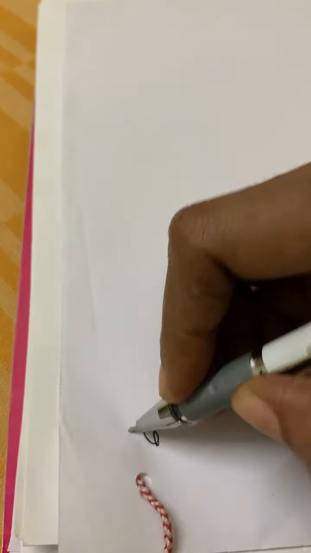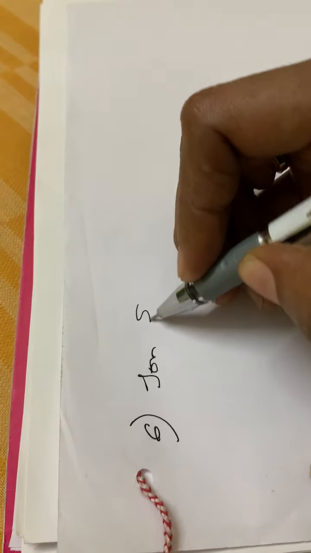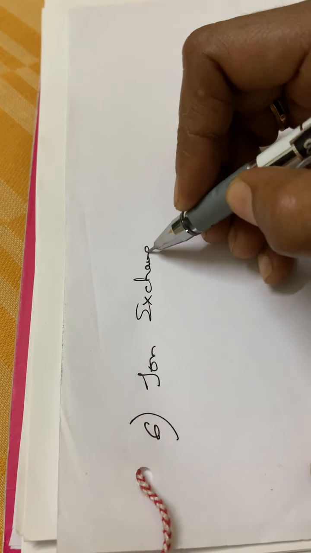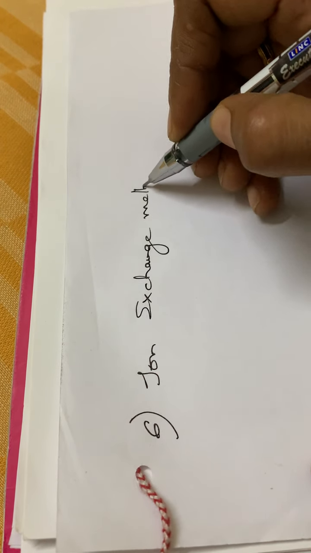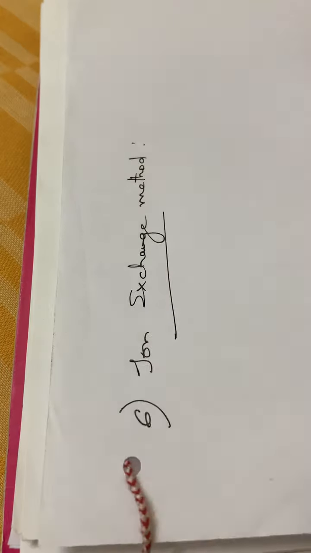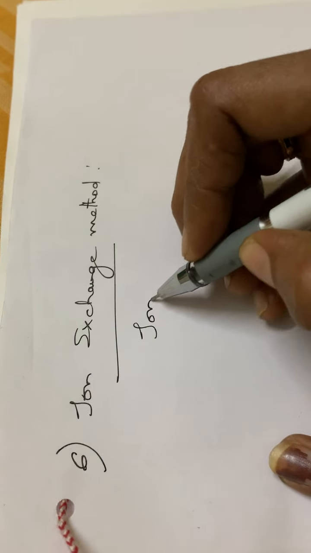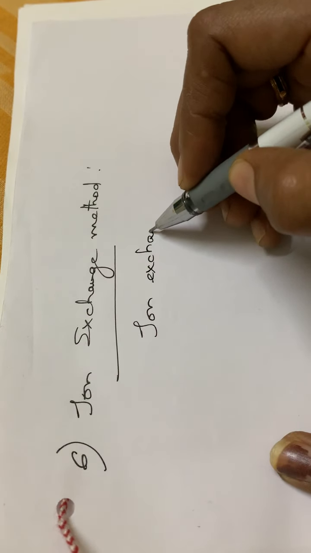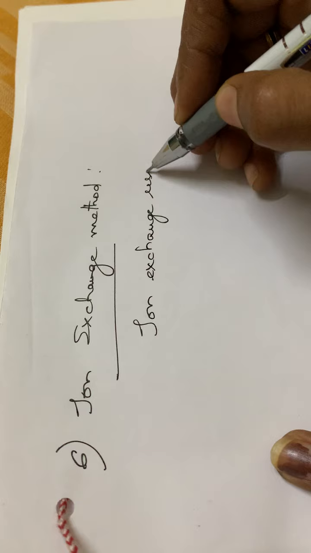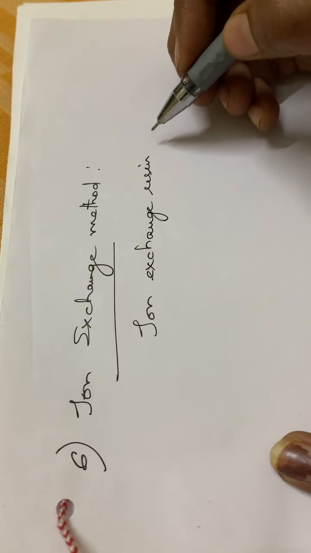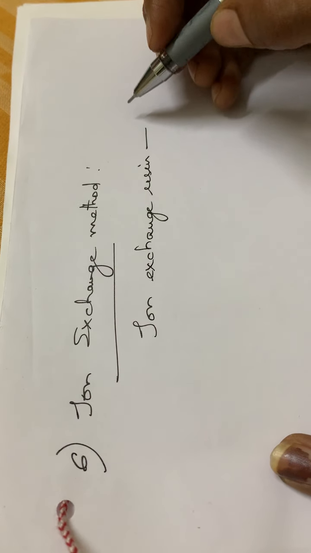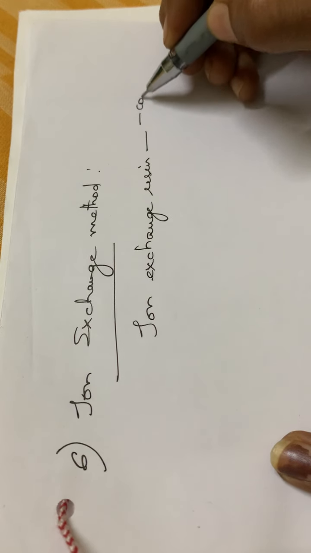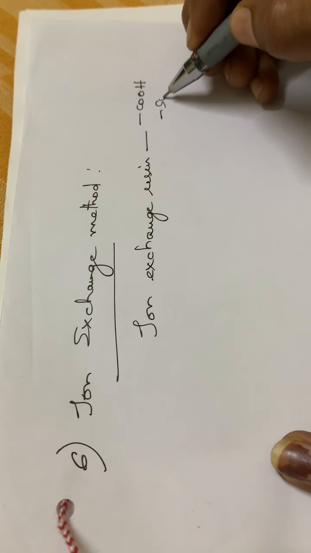Sixth one, by ion exchange method. You have heard of ion exchange resins, isn't it? Here also ion exchange resins are used for the separation of lanthanides. Usually these ion exchange resins will have a functional group of either COOH or SO3H.